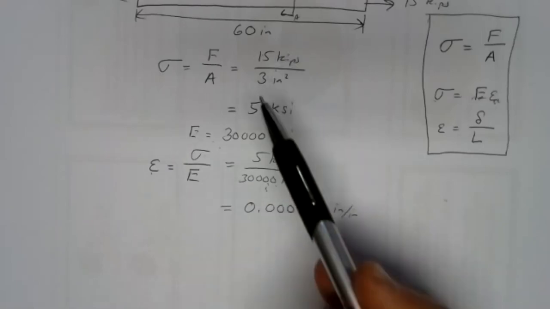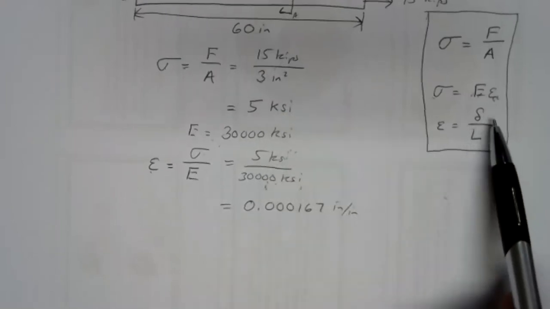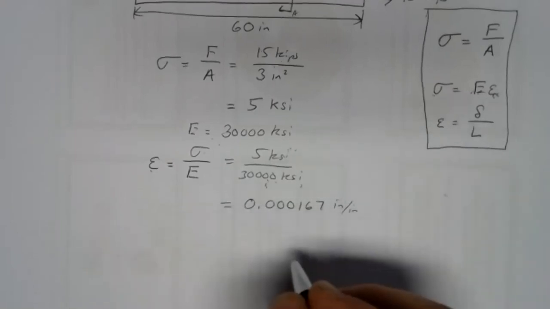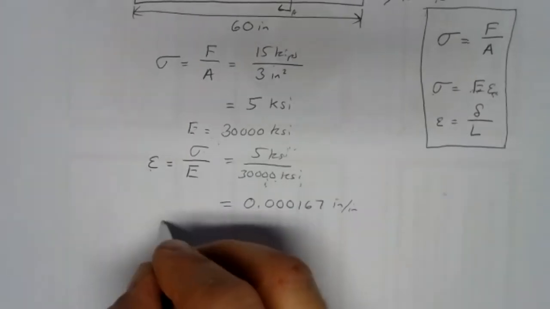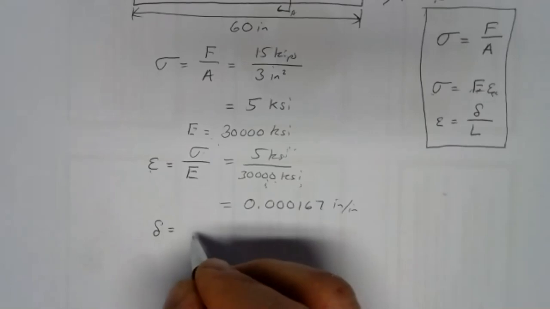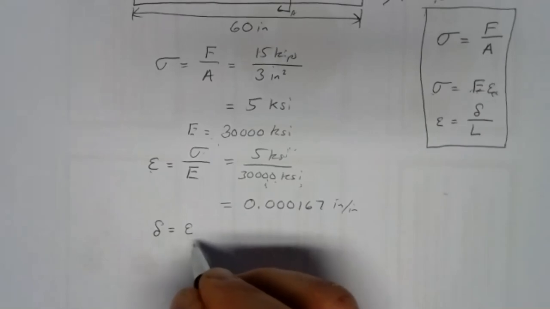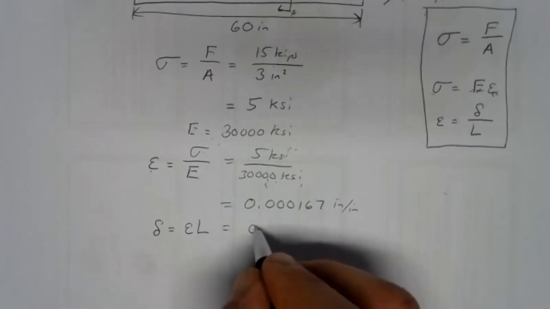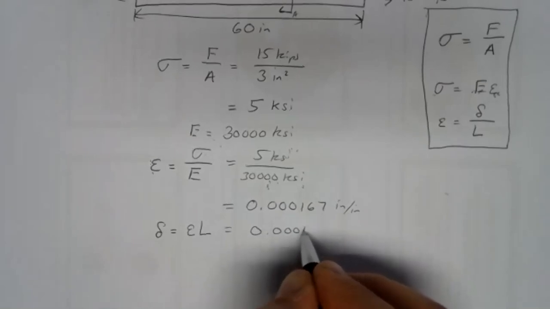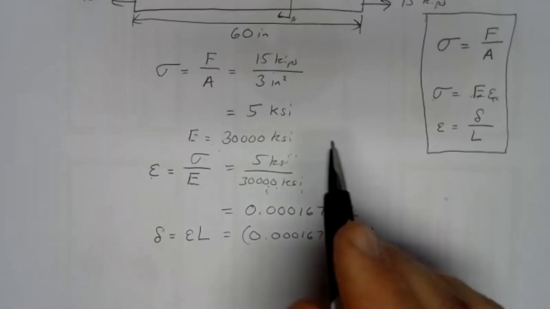Now we can go back to jump into the physical picture because we want to find out what the actual physical length change is. That comes from our definition of strain. So in fact, it actually makes more sense to multiply this one out, cross multiply it and write it delta. The elongation is the strain, which tells us how much each inch grows, times the length, how many inches we've got. So we have 0.000167 inches per inch times 60 inches.